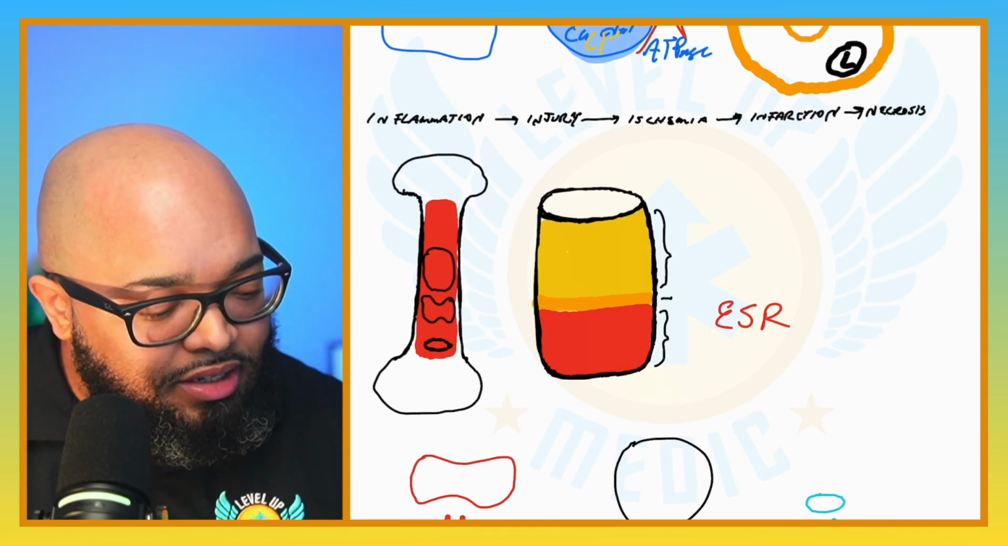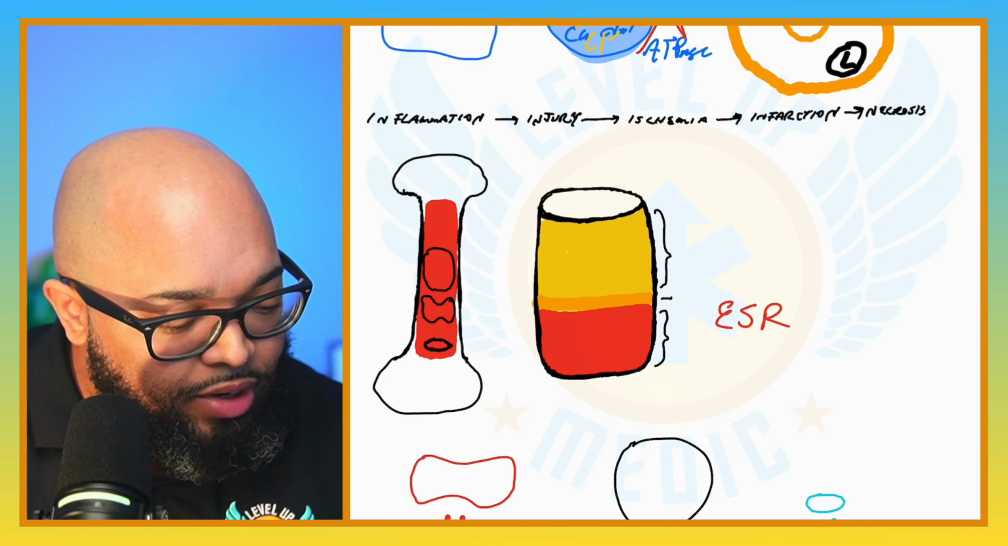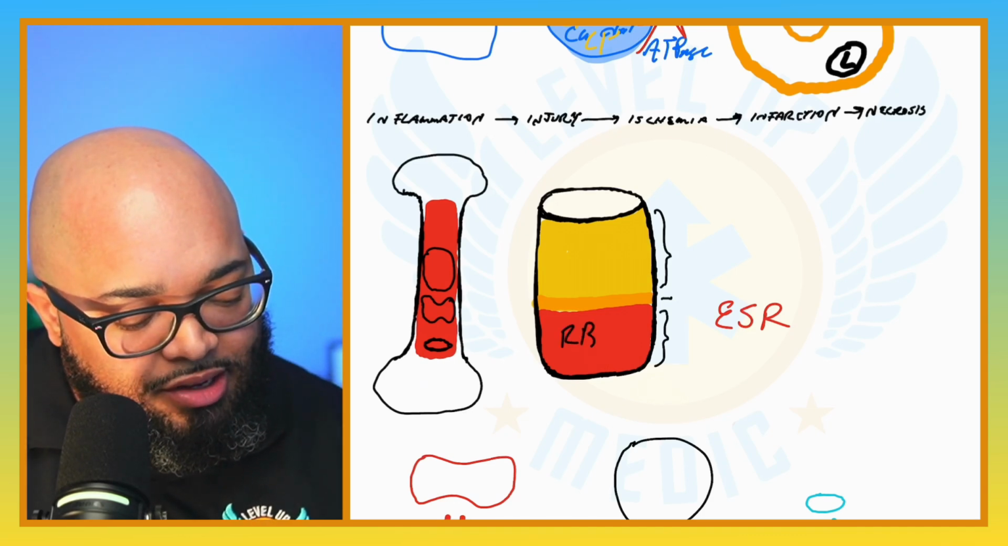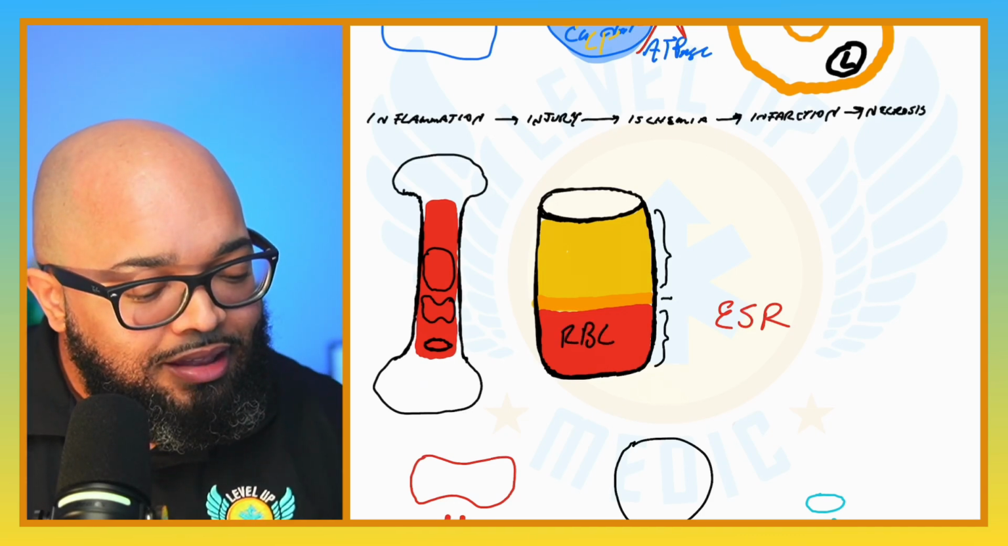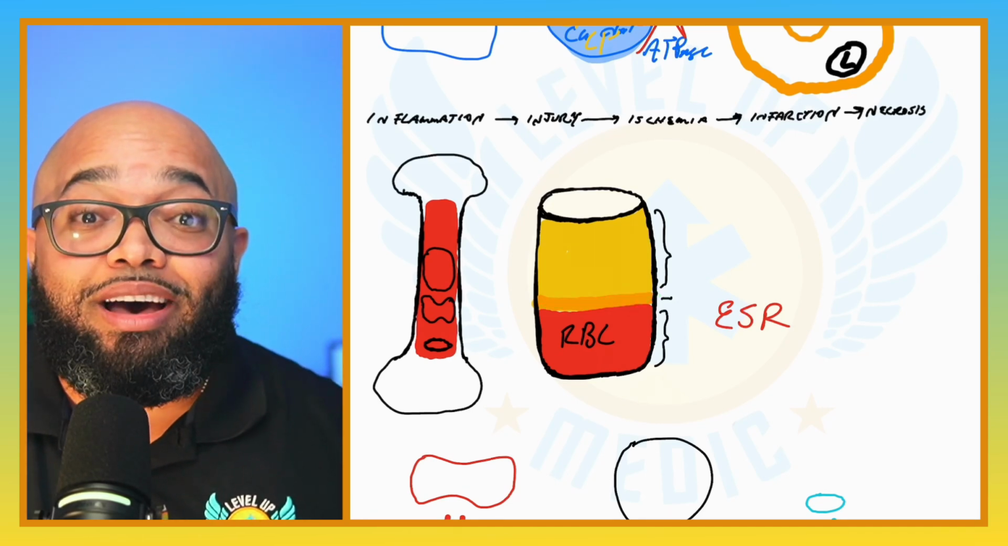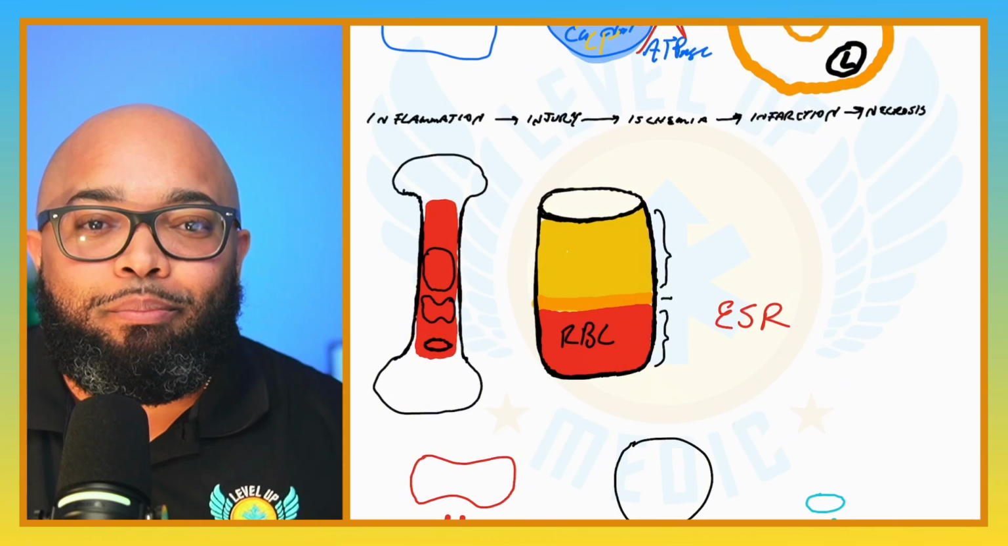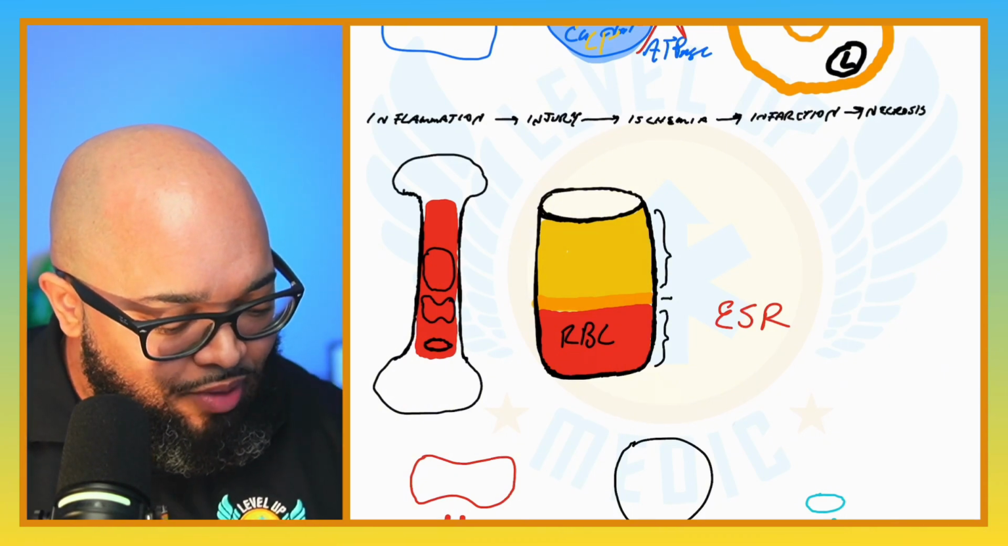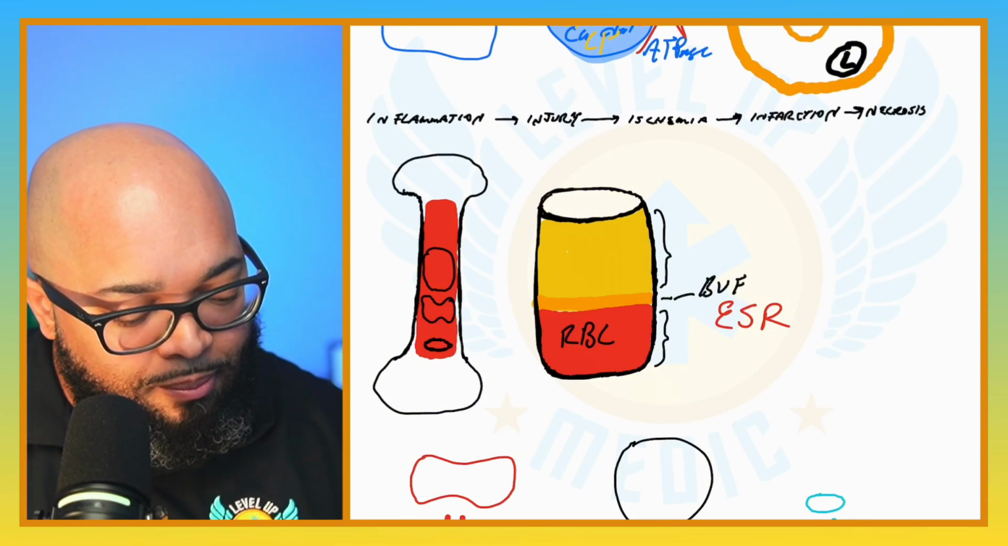Now, let's just draw this in. Let's just label this for you. So we have, for instance, red blood cells down at the bottom. Then let's draw your attention to this next little layer. This is what's called the buffy coat. The buffy coat. So let's write that in. We have what's called the buffy coat.